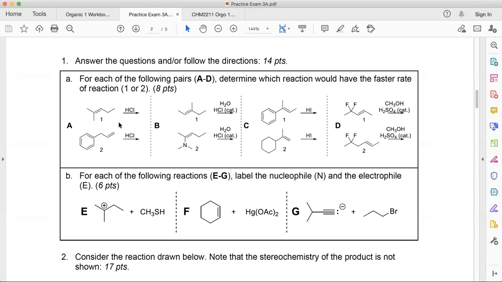So in 1 or 2, they have the same condition. So they're both going to grab a proton and form a carbocation. So this is going to form a tertiary carbocation. This one's going to form a secondary carbocation and then have to rearrange to get to the more stable one. So which one is more stable and faster? 1, obviously, right? So 1 would be the answer.